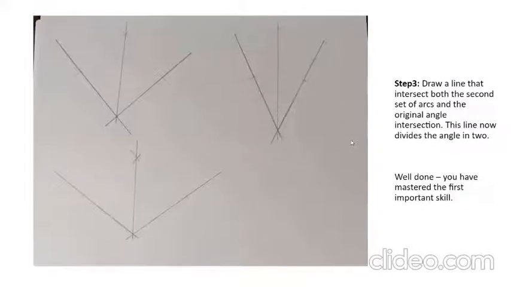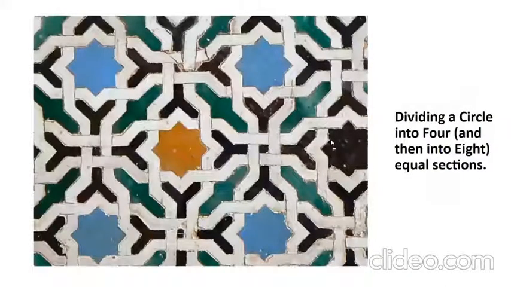Final step, you just draw a line through the new arcs that you created and the original intersection of your angle. Your angle has now been divided into two equal parts. Easy, isn't it? Well done, you have just mastered the most important skill of doing tessellations. You are going to use the skill over and over again.